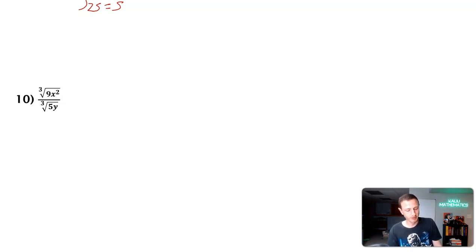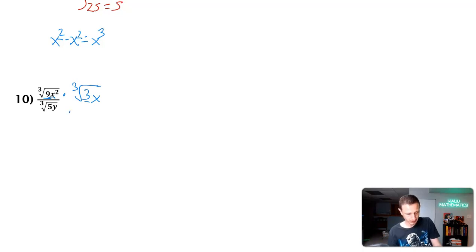So now I have to rationalize. I have to multiply 9 by something to get a perfect cube, and I have to multiply x squared by something to get a perfect cube. So I'm going to multiply by the cube root of 3x, because 3 times 9 is 27, and 27 is a perfect cube. And x, because x to the second times x to the first is x to the third, 2 plus 1 is 3.